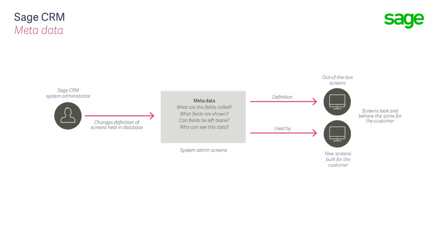We can define these for any of the out-of-the-box screens, and the same approach is used by new screens built for the customer. The point is that metadata is used whether or not we've built the screens for use in the standard user interface, or whether we have built the screens which ultimately are called through the .NET or ASP pages. The screens look and behave the same for the customer, but most of the work is done through these settings.